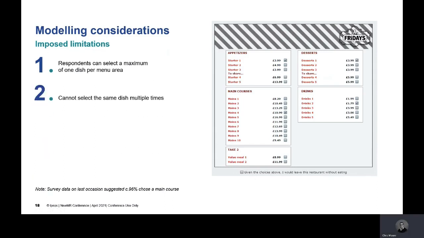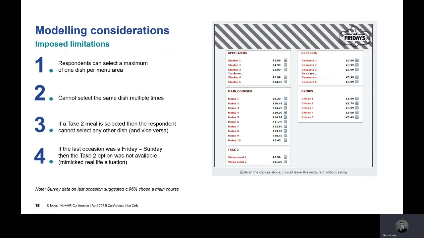We also said respondents couldn't select the same dish multiple times. This lends itself to volumetric menu-based choice, and again, the layer of complexity is significant for the very few percent of people that might do that. Then there were just some standard limitations. If someone picked one of the take two meals, then they couldn't pick from the a la carte options, and vice versa. And on some days, the take two options are not available. So depending on what someone said their last occasion was, we either had the take two options available or not.